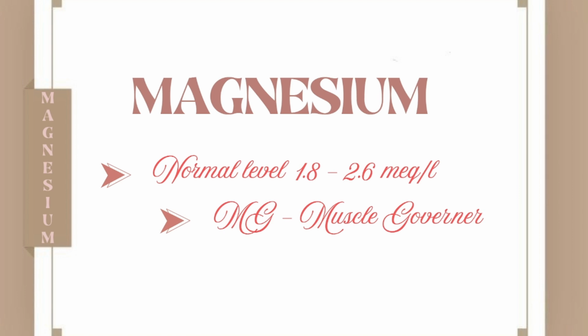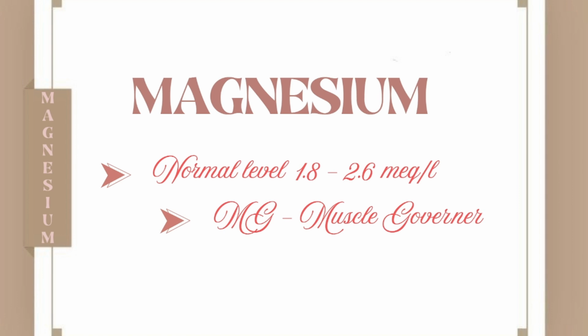Now it is easy to remember the function of magnesium. That is, magnesium governs the muscle, means it is essential for muscle contraction and also for nerve conduction and cardiac rhythm. Now, the normal level is 1.8 to 2.6 milliequivalent per liter. So, two conditions occur when magnesium is out of balance, either hypomagnesemia or hypermagnesemia.